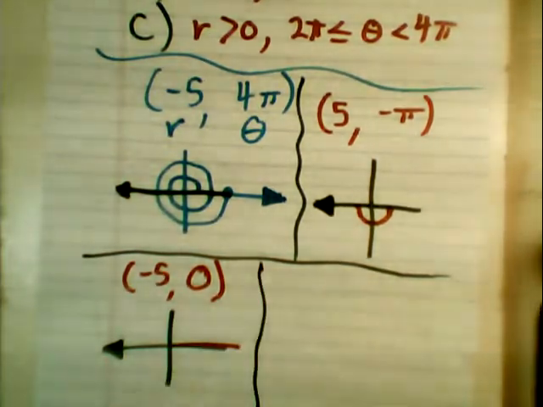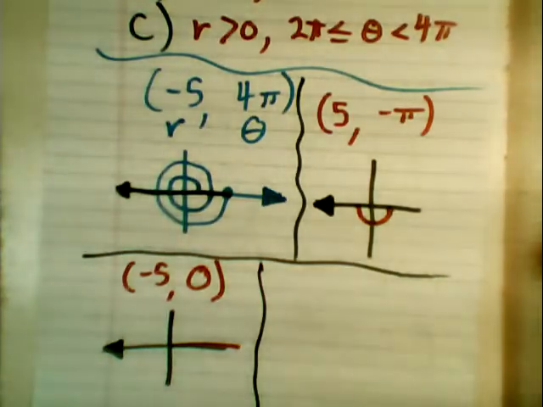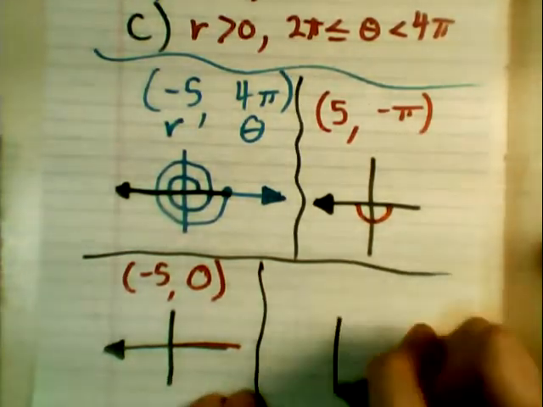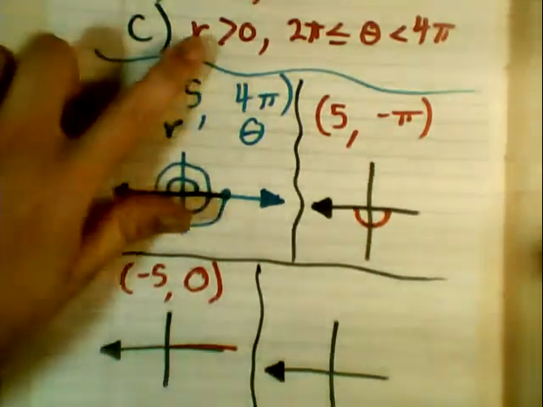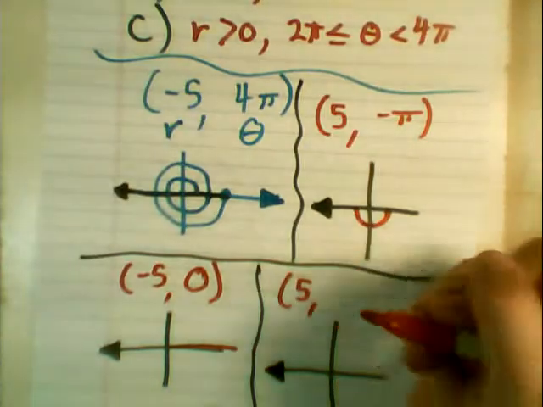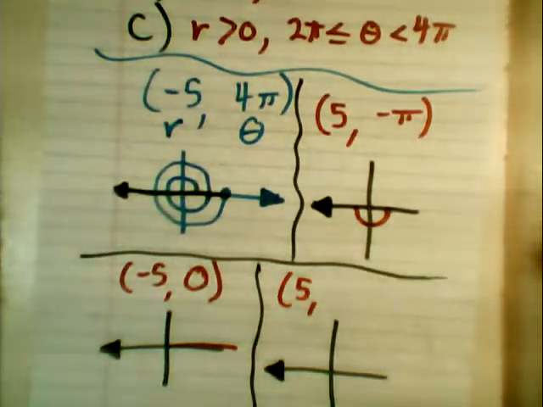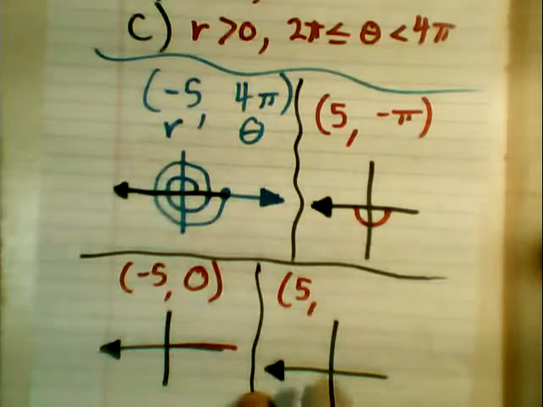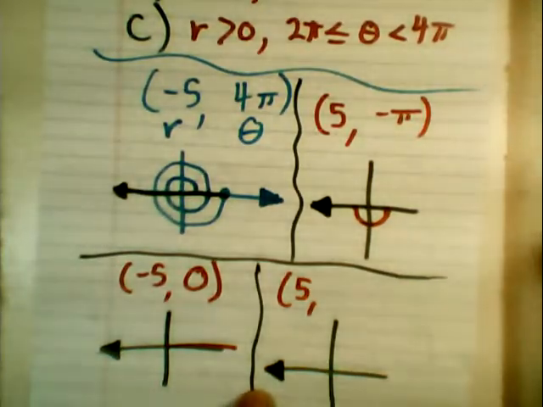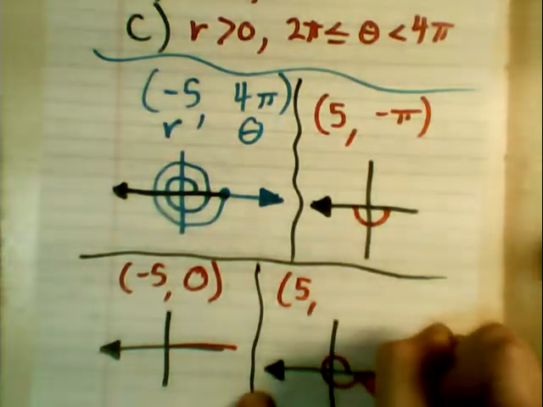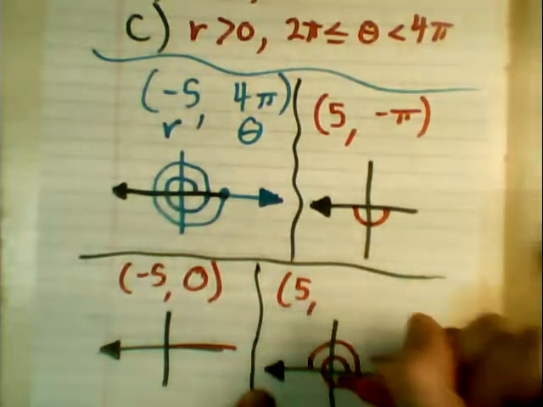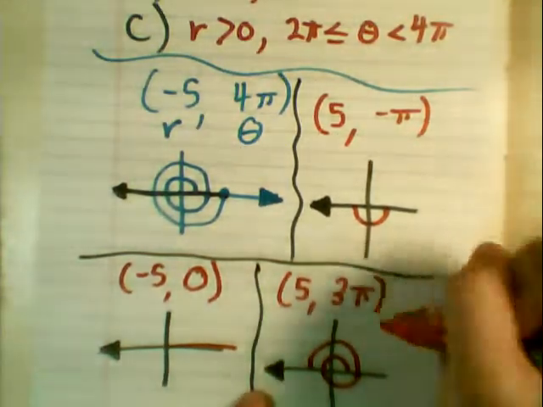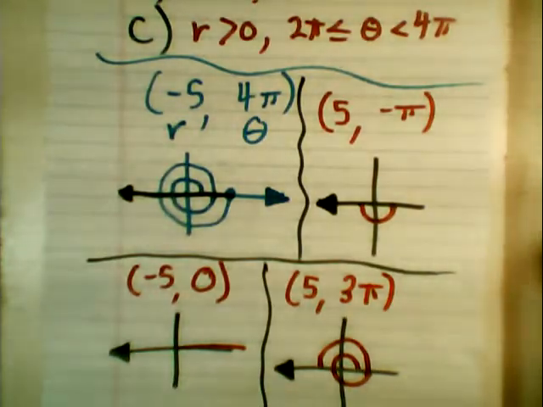Lastly, let's look at C. We want a graph that again looks the same, with the arrow pointing that way. But we want r greater than 0, so we're going to have a +5. And that tells us that our angle has to get us over here. So it wants an angle that's between 2π and 4π. That's going completely around once, which is 2π, and now we need to get back over here. So that's adding another π. So it's 3π.